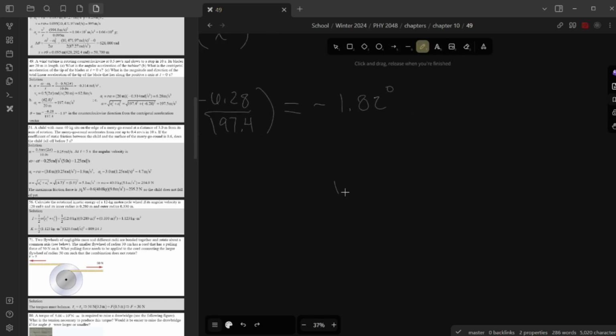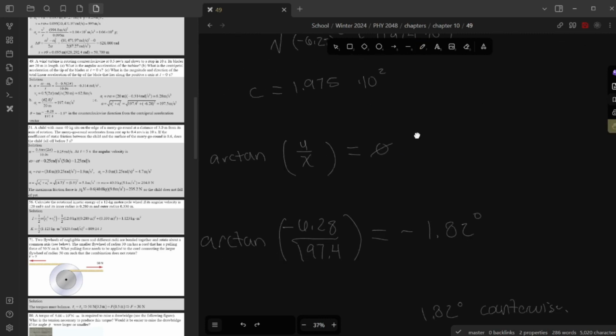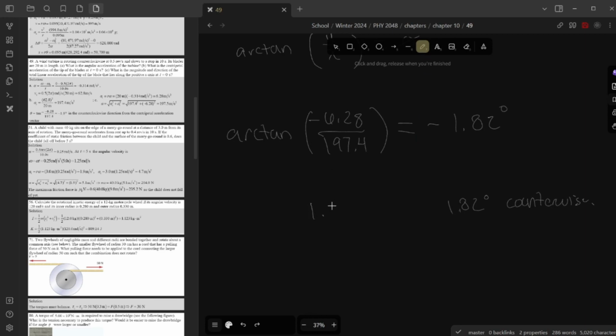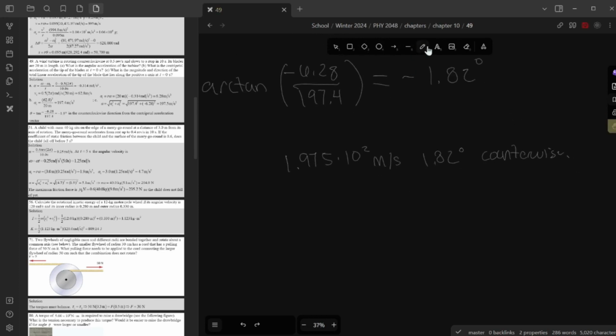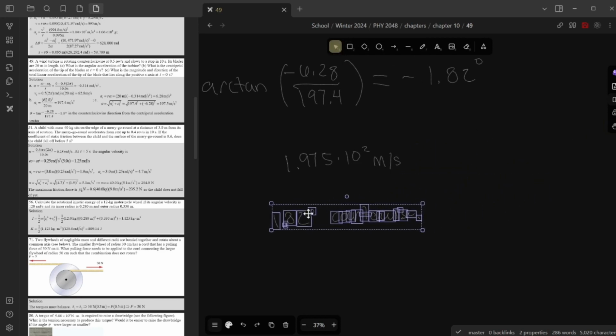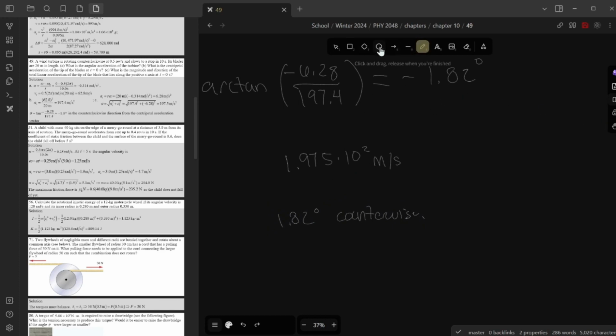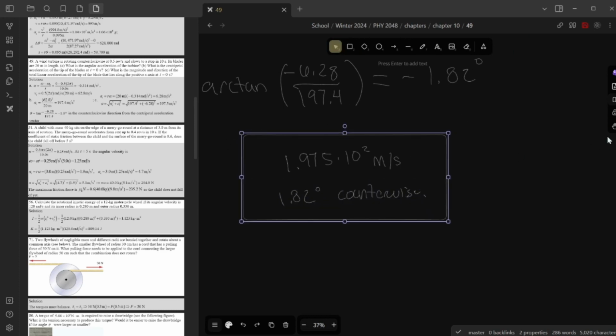So pretty sure on the exam you can just say 1.28 degrees counterclockwise or something like that. That should be okay. So yeah, let me just go ahead and add the magnitude with that. So we got 1.975 times 10 to the 2 meters per second. And then let's go ahead and get this over here. I guess it's fine. So yeah, this is our answer for part C.